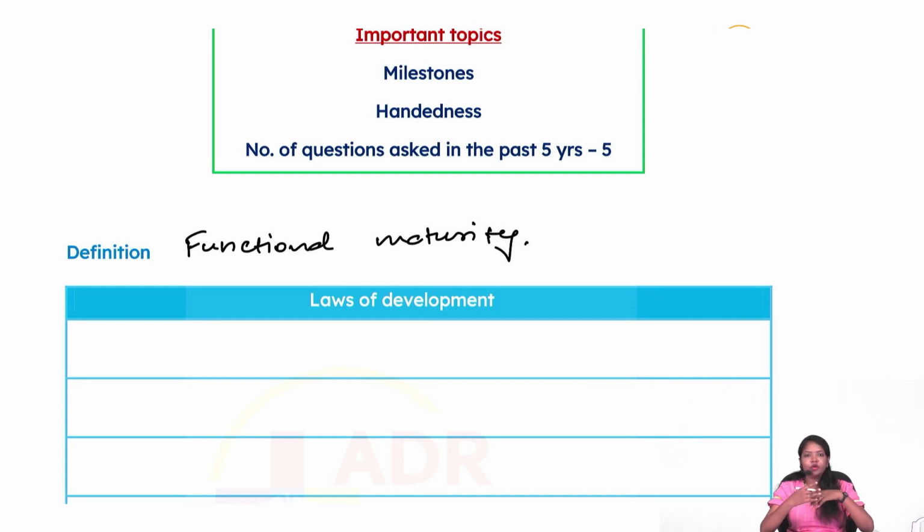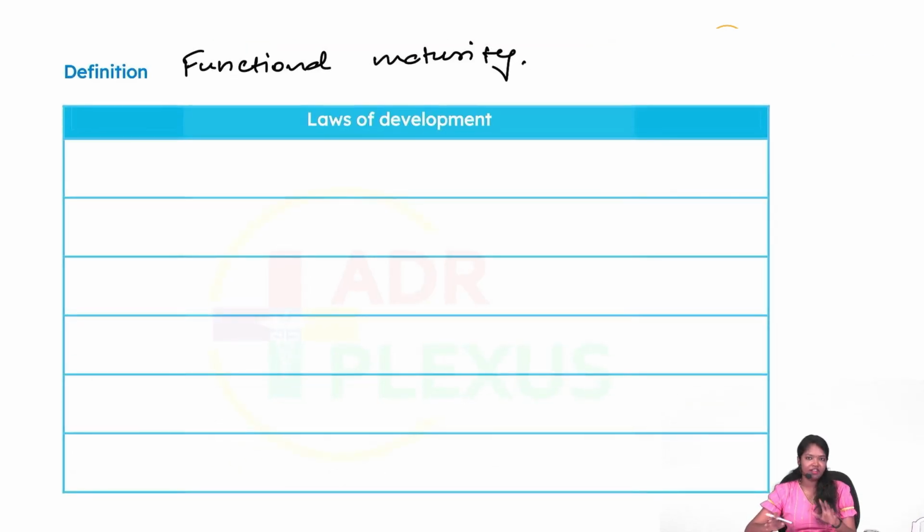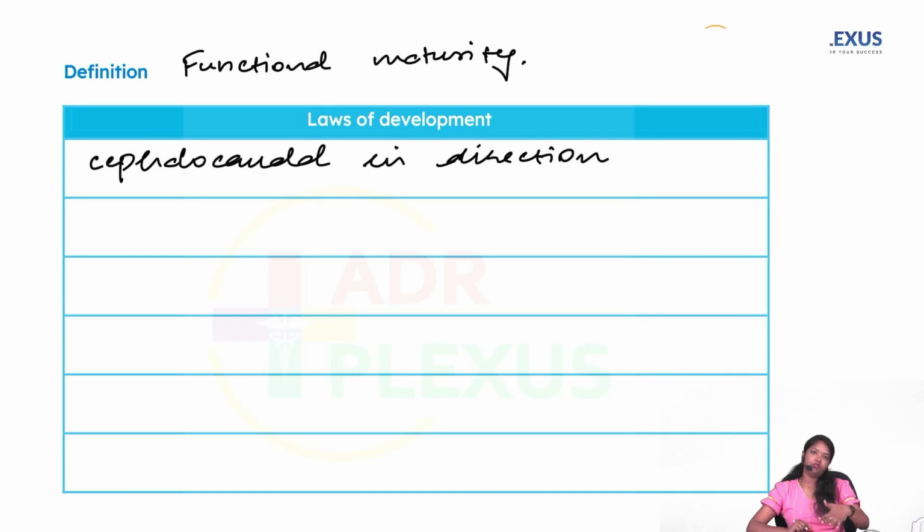So what I'm going to do, I'm going to try to ease it as much as possible so that you will not forget development. Okay, so when we go inside development, the first thing I want you to understand is the laws of development. Okay, the first law of development is a continuous process, and it is cephalocaudal in direction. So what do you mean by cephalocaudal? Head to foot. So whenever development happens, it starts with head, trunk and foot.